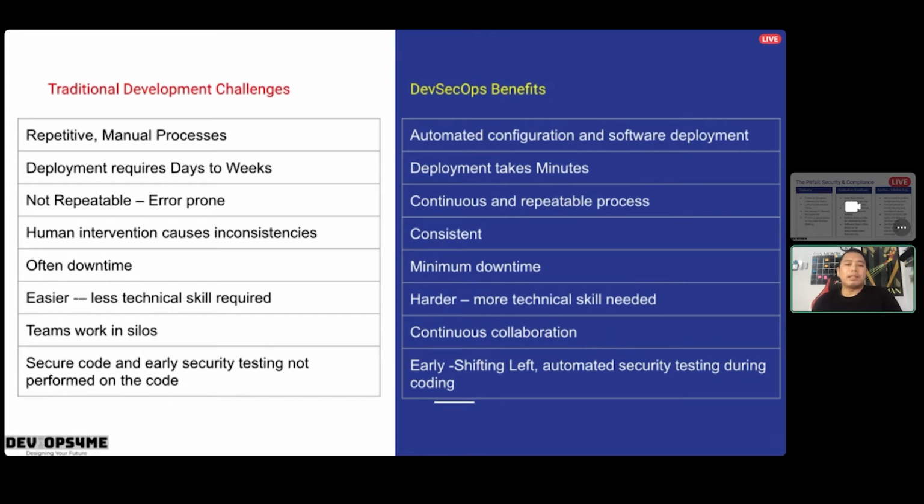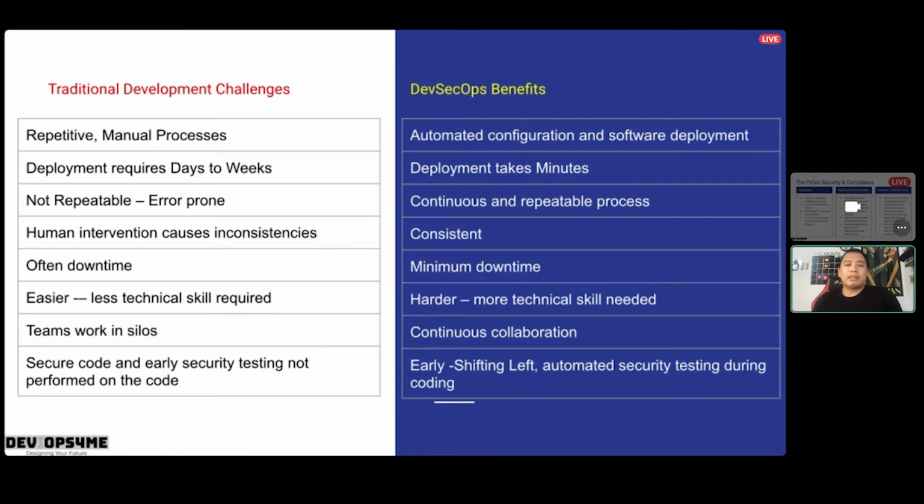In traditional, there is always human intervention that causes inconsistency. With DevSecOps, it is consistent with automation scripts, for example Ansible or Terraform. In the traditional way, we always have downtime for deployment. Nowadays, we have minimum downtime with DevSecOps. Previously, the technical requirement for traditional development was always easier, but now it's harder, though aligned to security needs. The team always works in silos in traditional development, but in DevSecOps, there is continuous collaboration between all the team members.